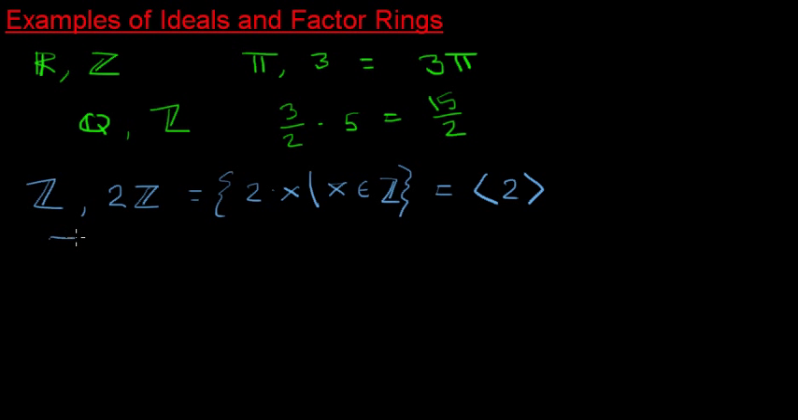So we can look at the set of cosets of Z mod 2Z, which there's really only 2 of them. This is the set 2Z, which is our even integers, and 1 plus 2Z, which is our odd integers. These are the only two cosets we have in this factor ring.